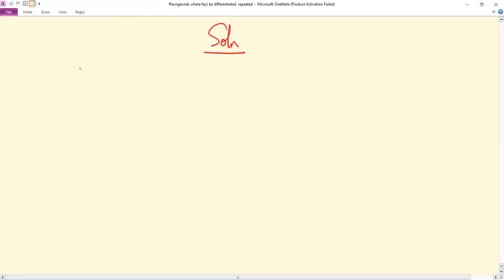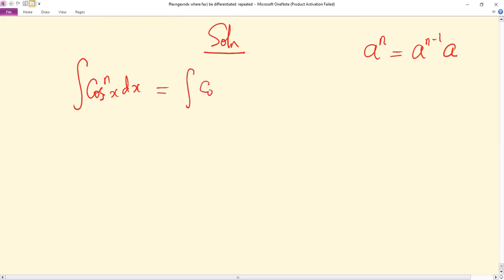So you see we have the integral of cos power n of x dx. Now what we are going to do is rewrite it using the laws of indices: a power n is the same as a power n minus 1 times a power 1, or just a. So this can be written as cos power n minus 1 of x times another cos x dx. We have not performed any miracle. The integrand is still the same.